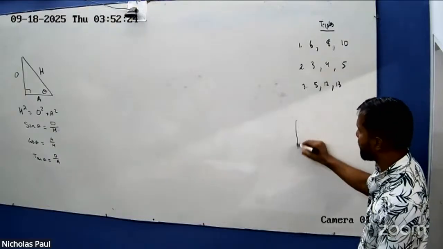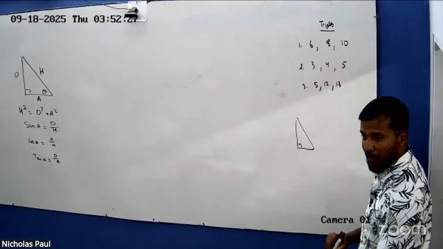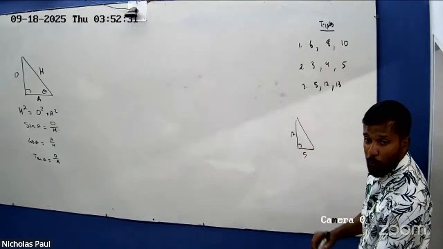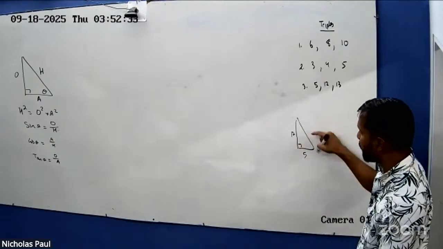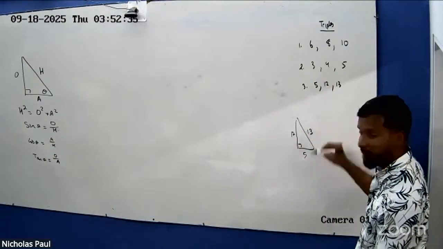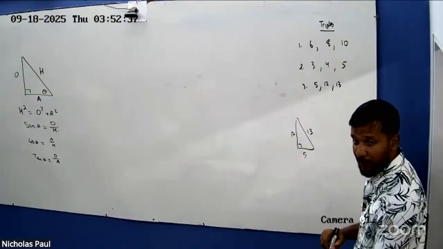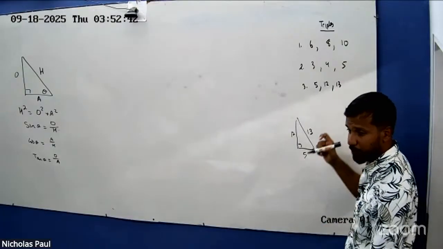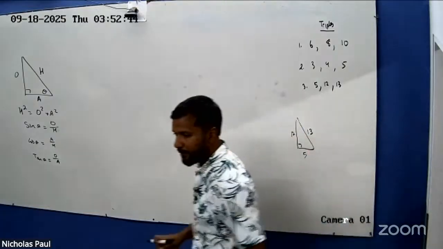So for example, if you see a right angle triangle, and here's 5 and here's 12, without using Pythagoras' theorem, you know that here's 13. That's okay? So you can learn these. There are a few more, but these are the most popular. Just make a note of that, please.